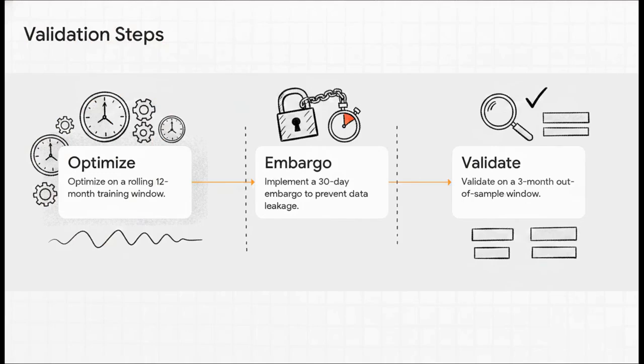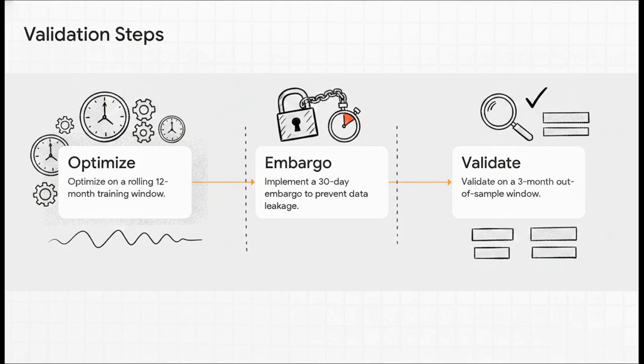Okay, so how do data scientists fight back? To stop overfitting, researchers use this really rigorous structure called walk-forward validation. Instead of testing on one giant chunk of history, they break it up into pieces. Step 1 is optimizing the strategy on a rolling 12-month training window.